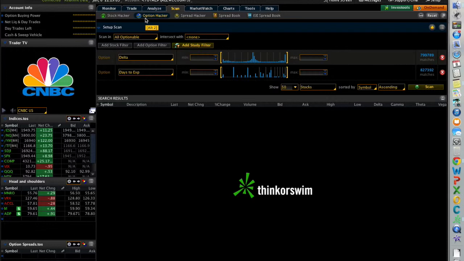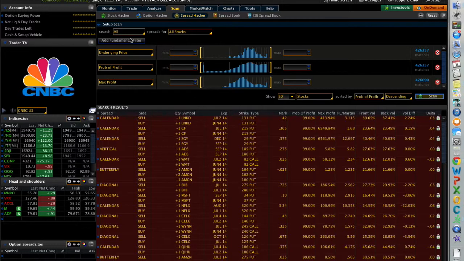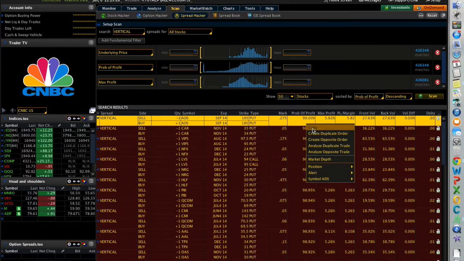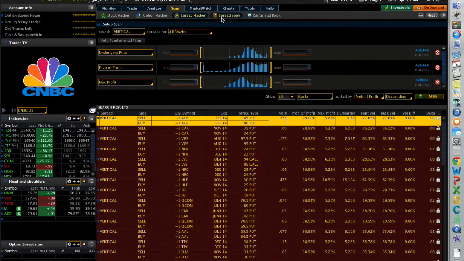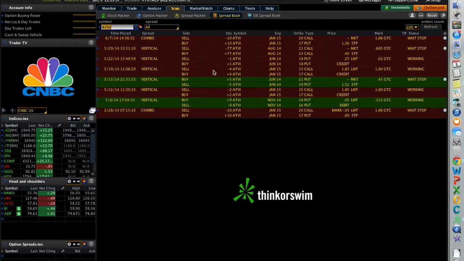Option hacker. This will find your options to buy. Spread hacker. This will help you find a spread. Let me show you an example. This will give you calendar spreads. You could change it to just do verticals. I have to click scan. So now the probability of profit is 99%, but this trade will never go through. So as you see, that's how that works. Spread book. This will tell you the types of spreads that went in for a stock. So these are all the spreads that went through on Friday.